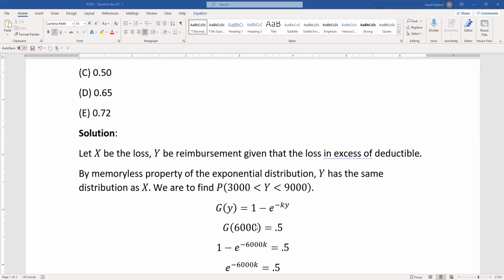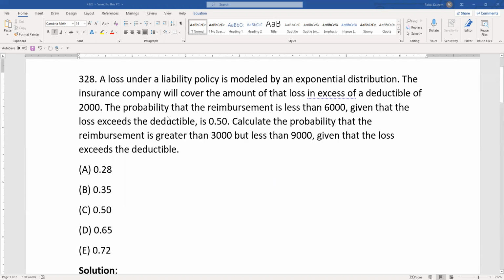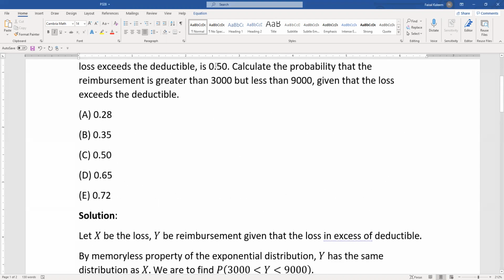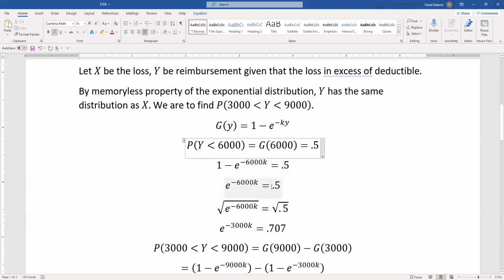And we are given that g of 6,000 is 0.5 because probability that reimbursement is less than 6,000 given that loss exceeds deductible means probability y is less than 6,000. Maybe we can even make a note of it. Okay. And so we substitute 6,000 for y, so 1 minus e to the negative 6,000 k equals 0.5. That's what this probability is given to be. And so from here, e to the negative 6,000 k equals 0.5.